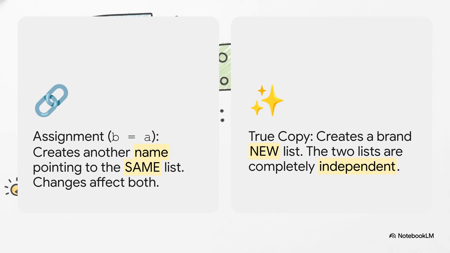And this slide right here is the whole story. When you say B equals A, you're not making a second list. You're just putting a second name tag on the exact same list. Imagine you have a box. You put a label on it that says A. Then you put another label on the same box that says B. If you reach in and change the contents using the B label, of course the box labeled A is also changed. It's the same box. What we actually want is a true copy, a second completely separate box.